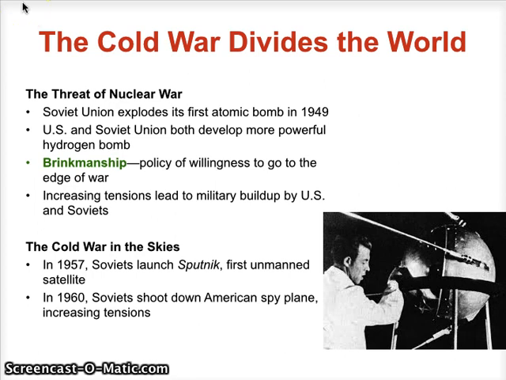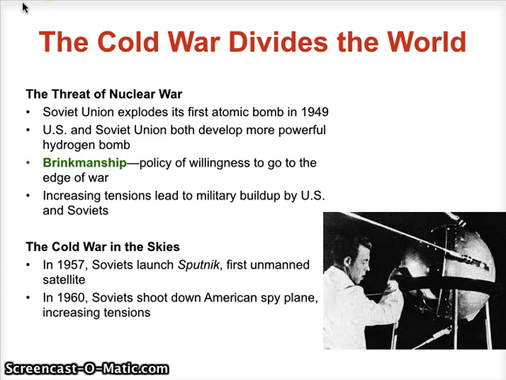The threat of nuclear war. The Soviet Union, immediately after World War II, starts building atomic bombs. They set off an atomic bomb in 1949. This was just a test bomb. It didn't kill anyone. The US and the Soviet Union then both develop even more powerful bombs called hydrogen bombs. And basically, this war ends up being threatening.